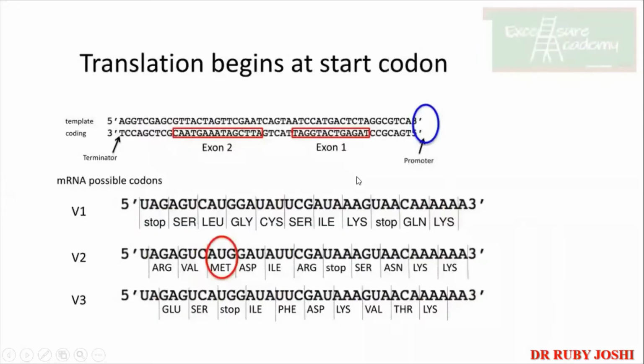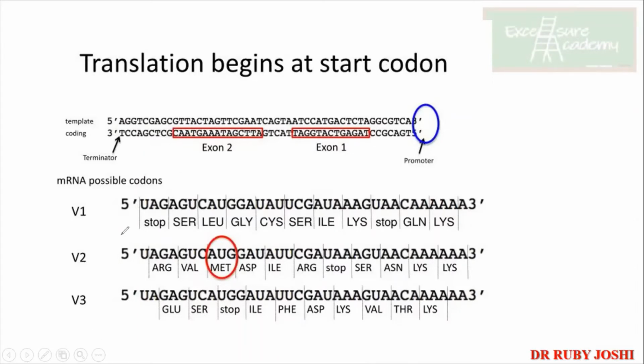Now translation begins at the start codon. So you have got the mRNA coding region, you have got exon 1, 2, everything. Now what are the possible ways by which you are going to have the mRNA codons? So these are the three possibilities, because the codons are read in 3 nucleotides, right?